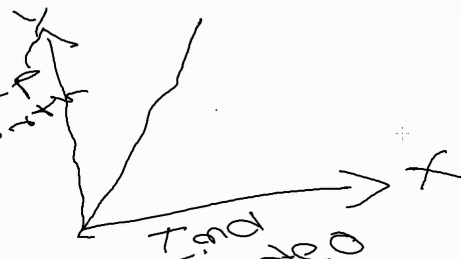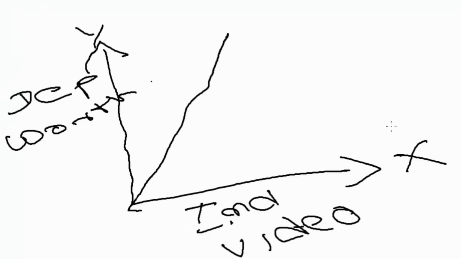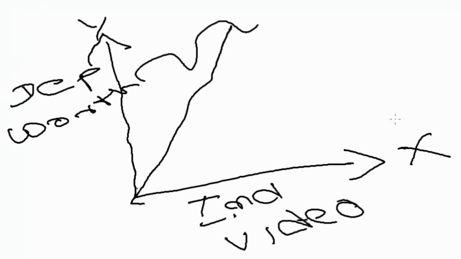The line does not always go linear. So when it does not go linear, that is polynomial regression. The line sometimes goes like this. Here I will show you like this or like this. So this is polynomial regression.